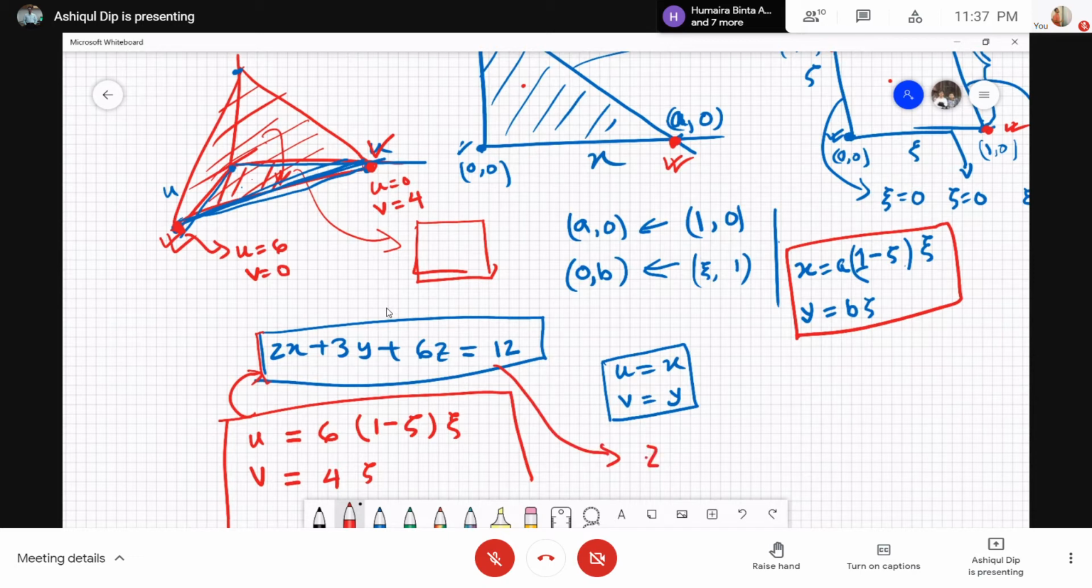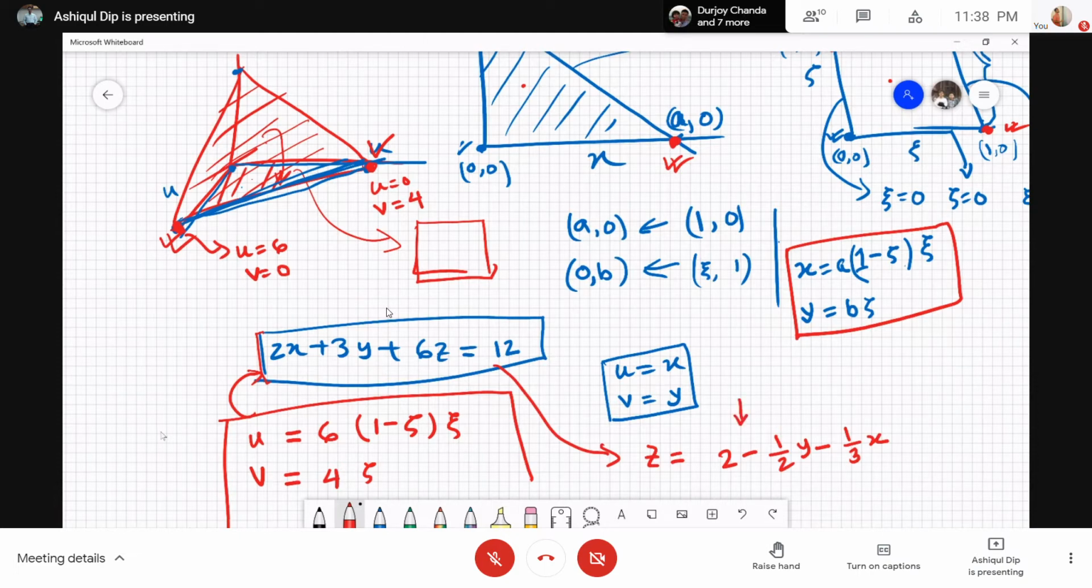What is the z value? What's z? 12 minus twice x, right? 2 minus half y minus 1/3 x, right? Yeah. So that is the equation for our plane.